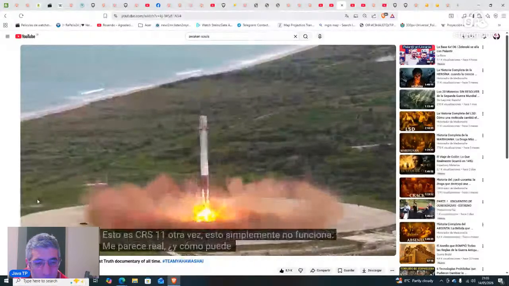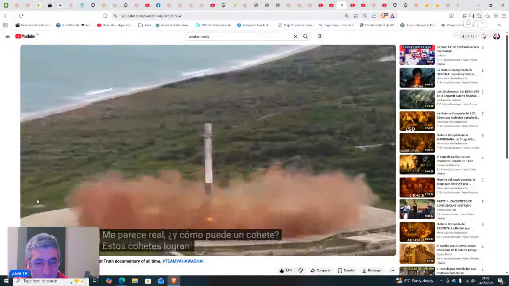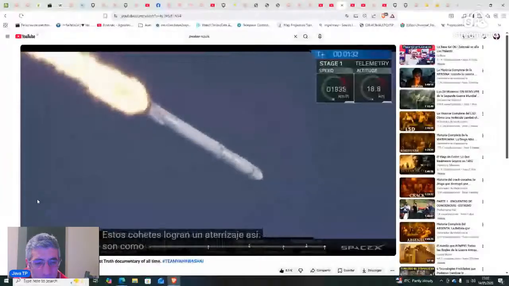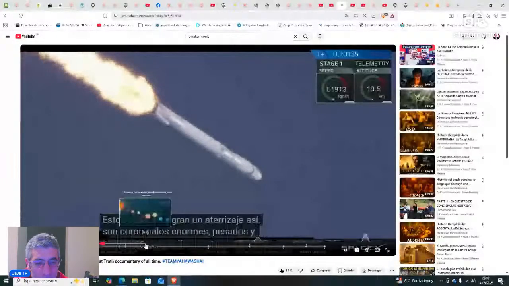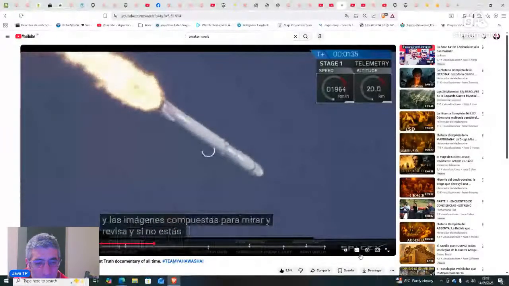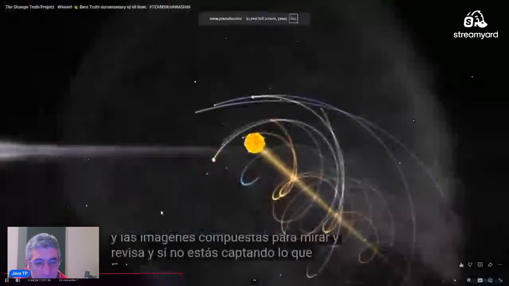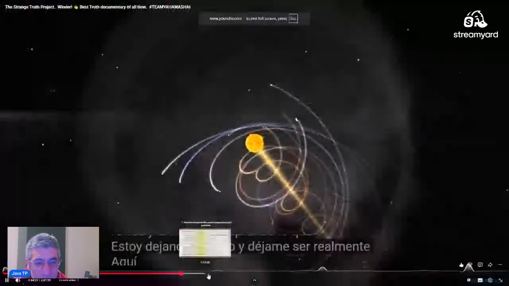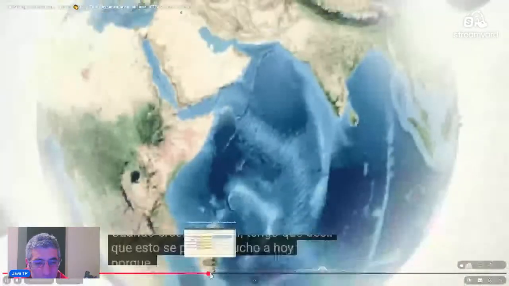And how can a rocket steer a landing like this? These rockets are like huge, massive, heavy sticks. If you aren't picking up what I'm putting down, then let me be really blunt here. This feels very similar to today.